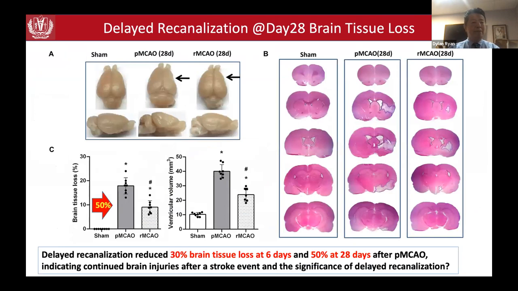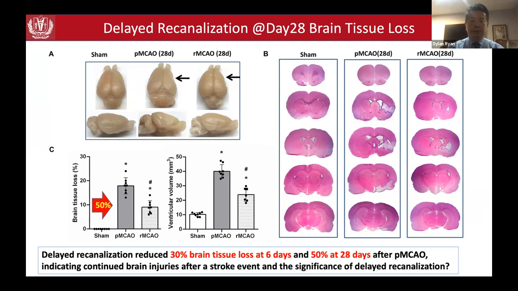On the left lower hand, you can see if we reopen the vessel after 3 days and we look at after 6 days, we reduce about 25 to 30% infarction. But if we look at that after 30 days, we reduce 50% infarction. Again, that means the injury is ongoing even after 1 month. If you don't reopen the vessel, the patient is just getting worse sometimes, unless you belong to that 30% category, you get better.